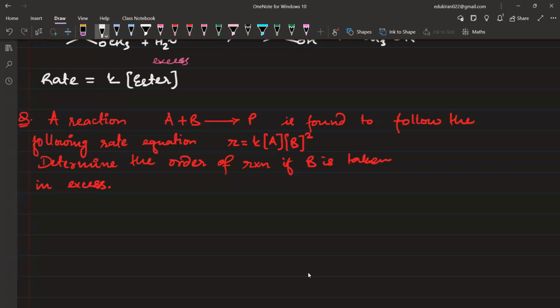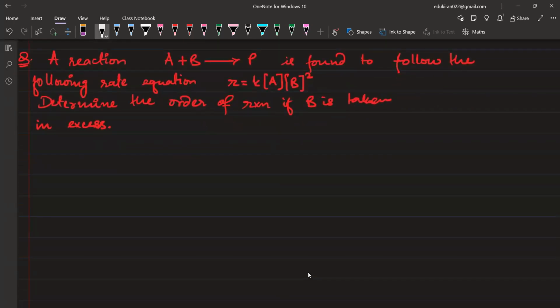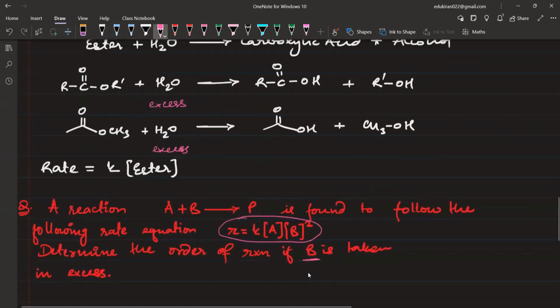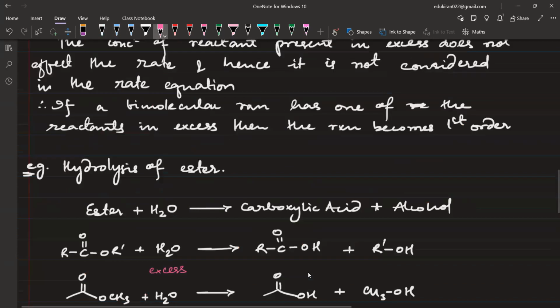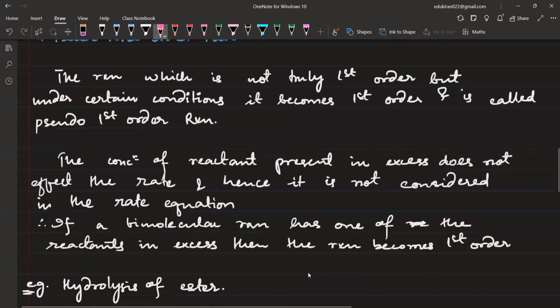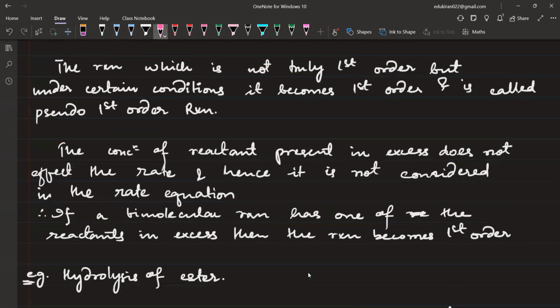See here, guys. आसान सा सवाल है. A reaction A plus B is giving product is formed to follow the following rate equation. Determine the order of reaction if B is taken in excess. Okay, then you will remember the first written here. The concentration of reactant present in excess does not affect the rate. Hence, it is not considered in the rate equation.